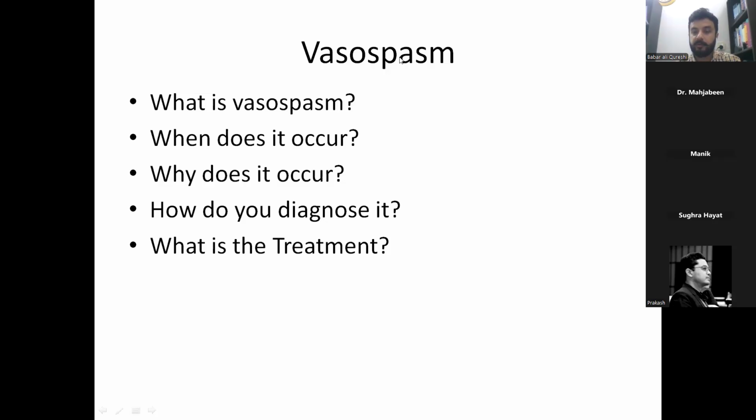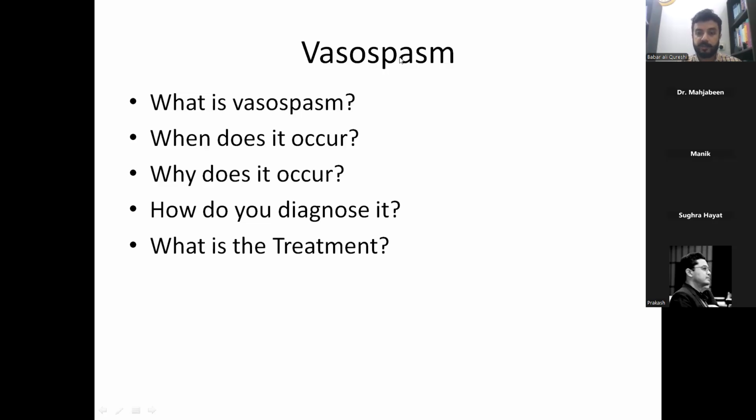Clinically, you diagnose it by looking at the patient, if the neurology worsens in the patient, or if a new neurological deficit occurs in the patient. And in the angiogram, you are going to confirm if there is vasospasm or not. How do you treat it?